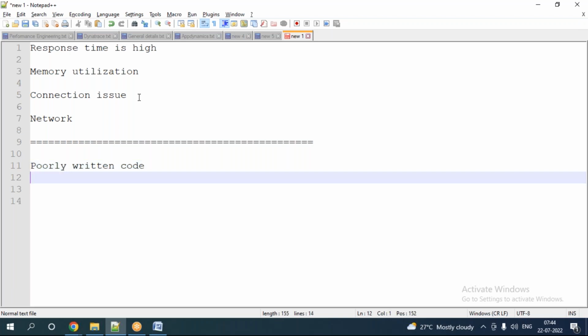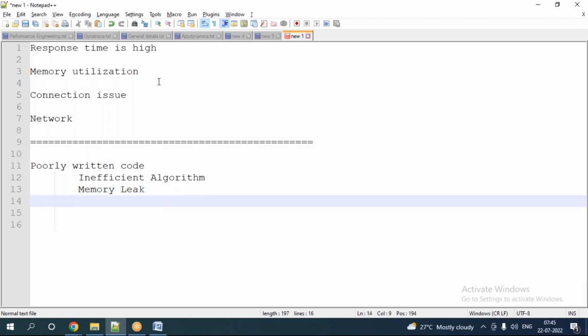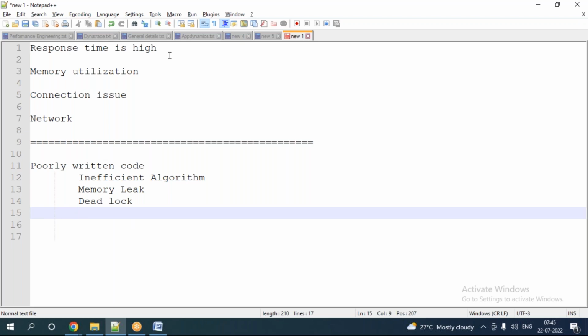Poorly written code means what? It may be an inefficient algorithm, or it may be some memory leak that is happening in the application, or some deadlock that is happening in the application, or it may be an old version of software that you are using.